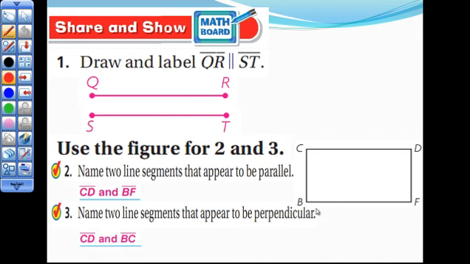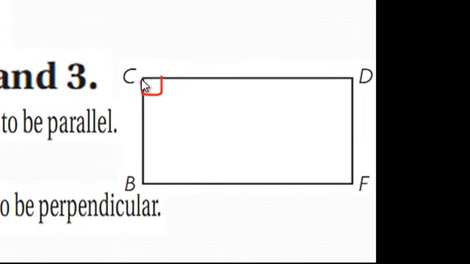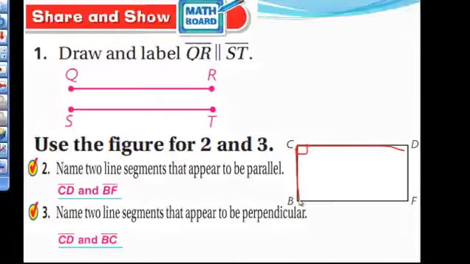CD and BC. Look, CD and BC. Am I right now? No. CD and BC. This answer said that. So I can see here a square corner. Yes. So CD and BC or CB, you are right.